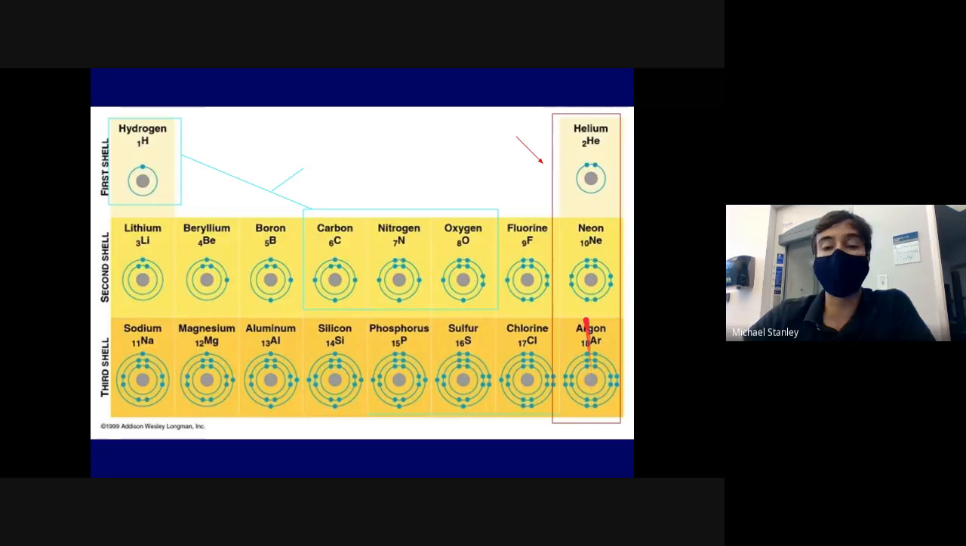So these guys don't really react, they don't really do any sort of electron moving with any of the other atoms. They don't need to. They're already at a full outer shell. So these guys are happy just doing their own thing and not interacting, not mixing, not combining with these other atoms over here.